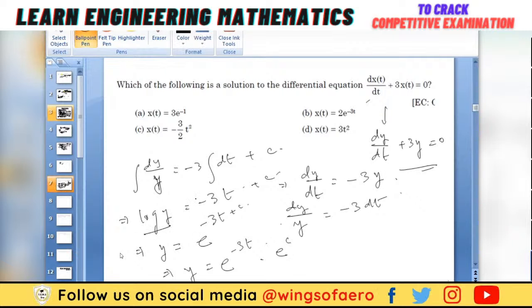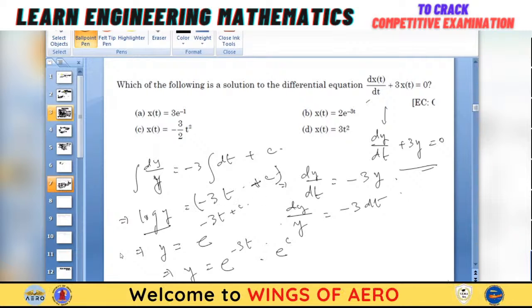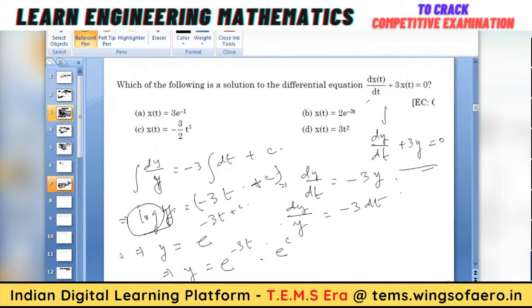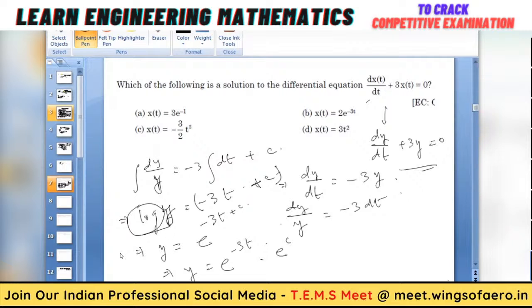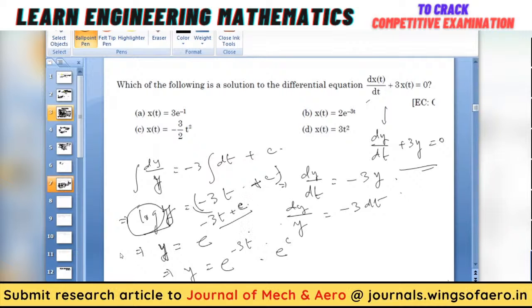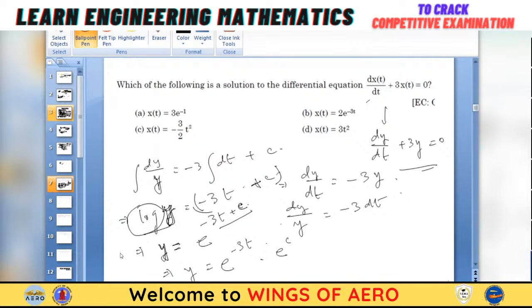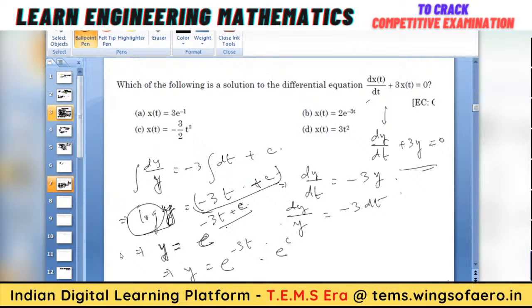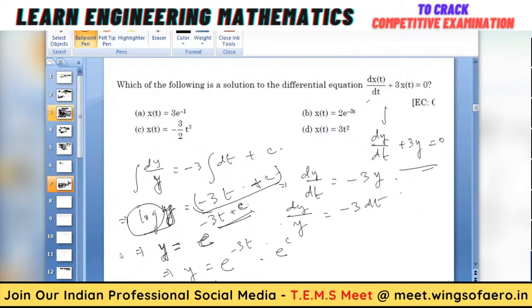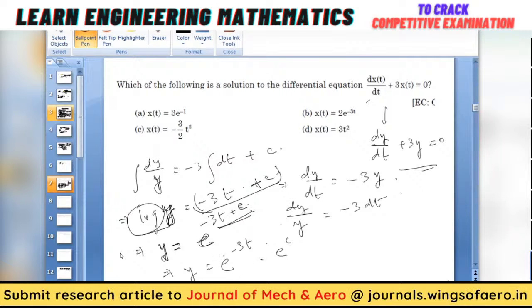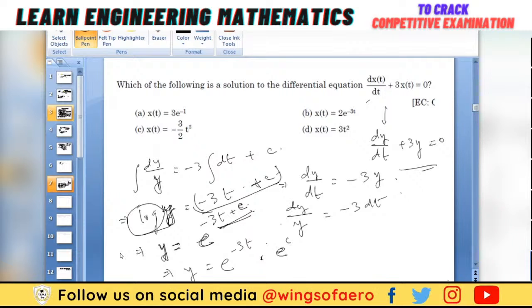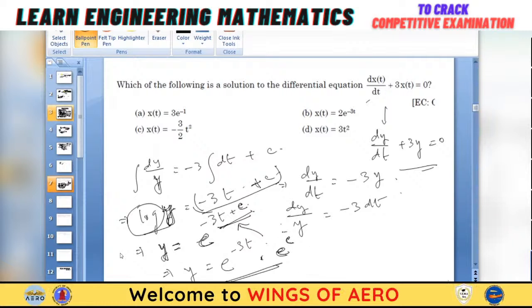Log y is equal to minus 3t plus c. If I just nullify this log, then it means y is equal to e to the power of whatever is on the right hand side. This is the formula. Then y is equal to e to the power minus 3t plus c. Then you can easily write it as e to the power minus 3t into e to the power c. If I multiply these two, you can get this one. E to the power c is a constant term.